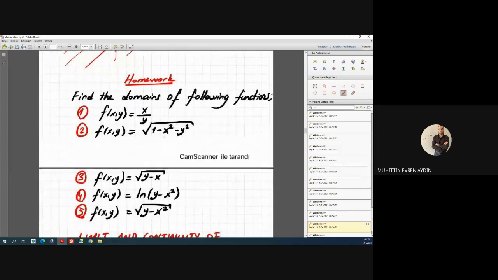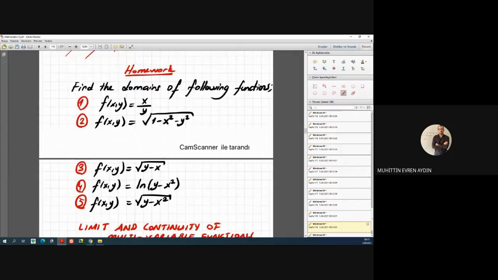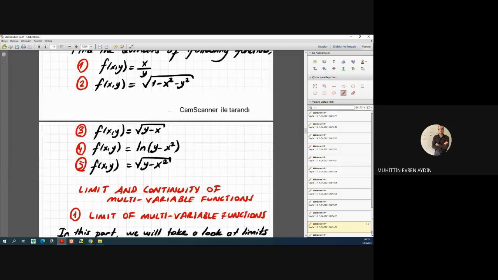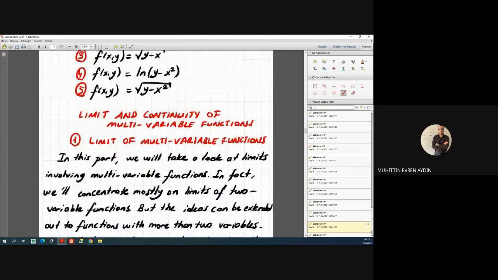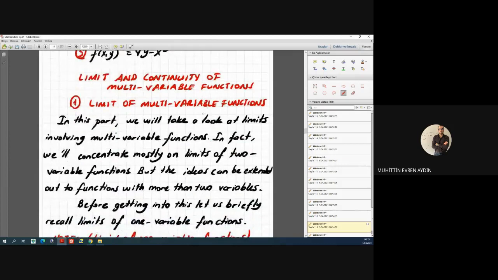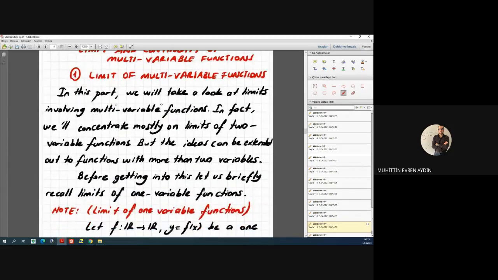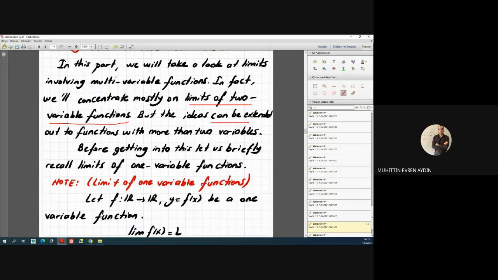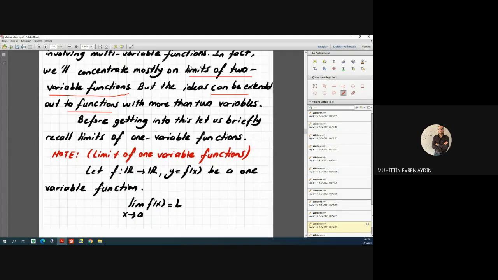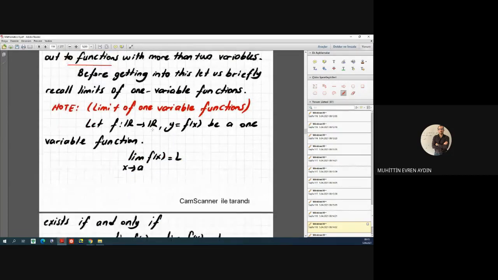Yes, similar are the problems, and you can solve these problems by yourself. Okay, and limit and continuity of multivariable functions. In this part, we will concentrate mostly on limits of two variable functions, because the arguments can be extended to functions with arbitrary variables.